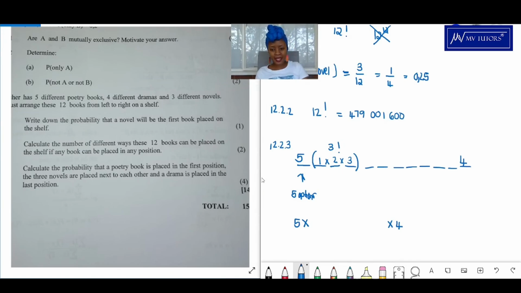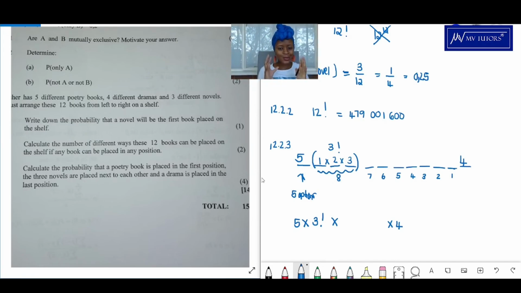We have 5 times. Remember the 3 novels that go together? So we're going to have that 3 factorial. And then what about the rest of the books? We have 1 option there, the second option. Okay, so let me just do this. I'm going to start this side. So we have how many options left? We have 1, 2, 3, 4, 5, 6, 7, and 8.